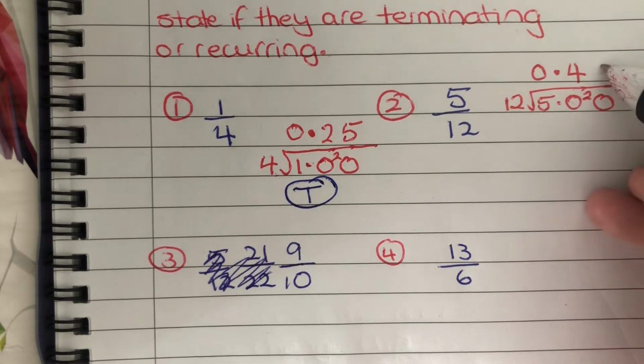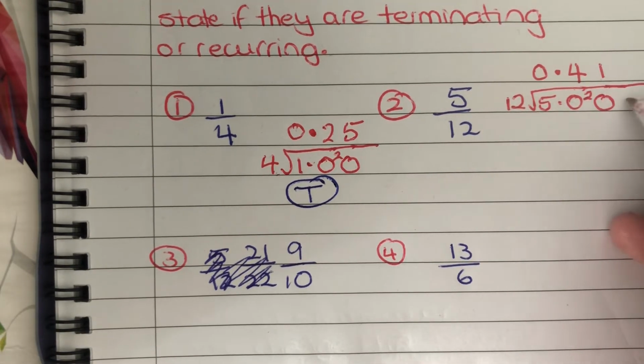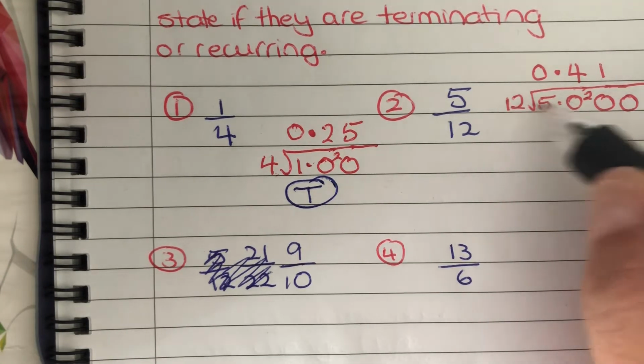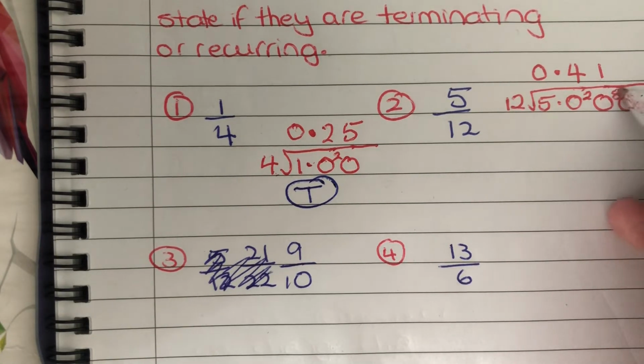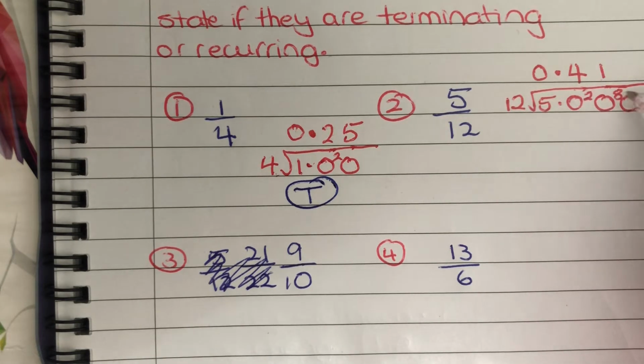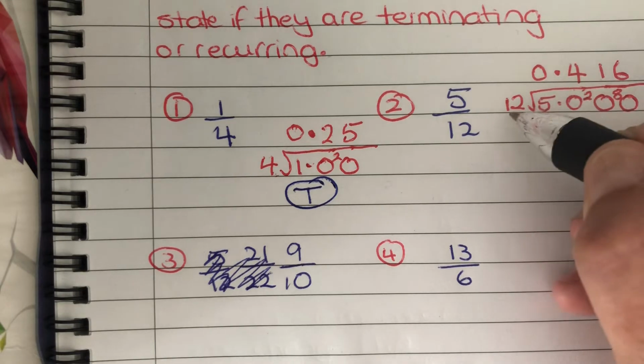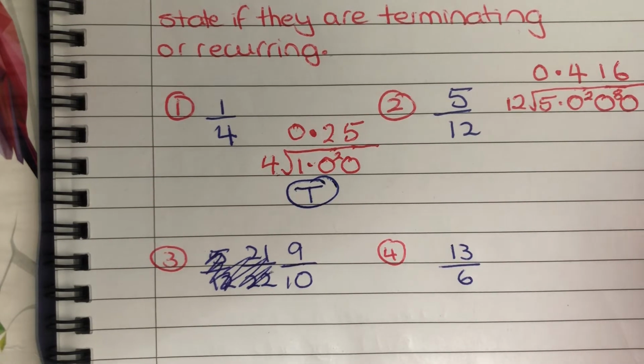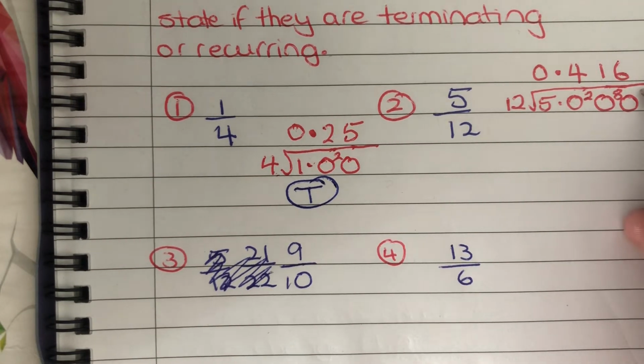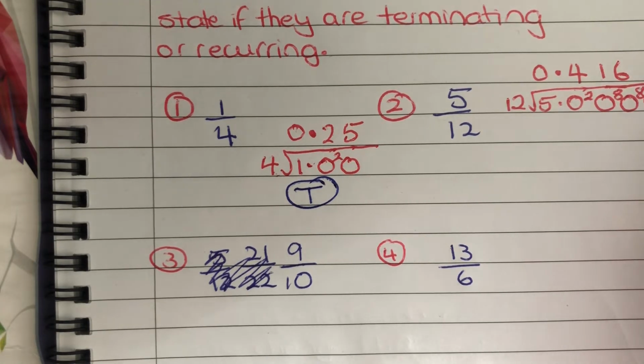12 into 20 goes once. Oh, we have to keep going, so put another 0. 12 into 80, 12s are 84, that's too much. 6 12s are 72, so we're going to put a 6. 6 times 12 is 72, with an 8 left over. Oh, look what's happening now. 12 into 80, 6 is 72 with 8 left over.